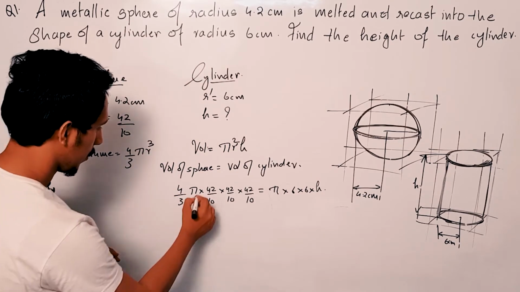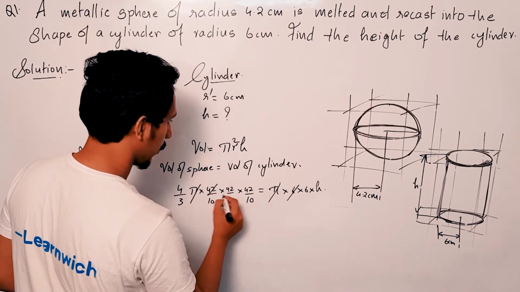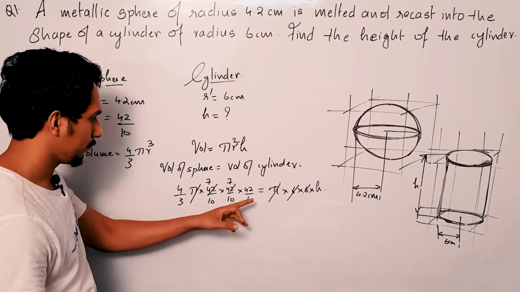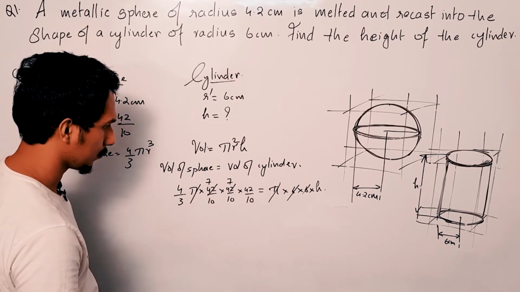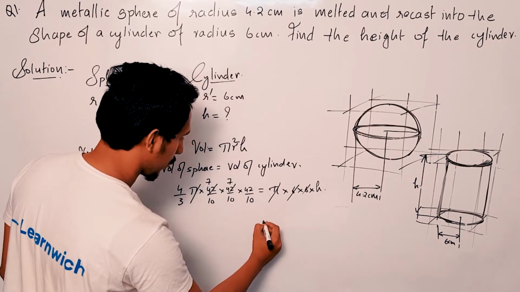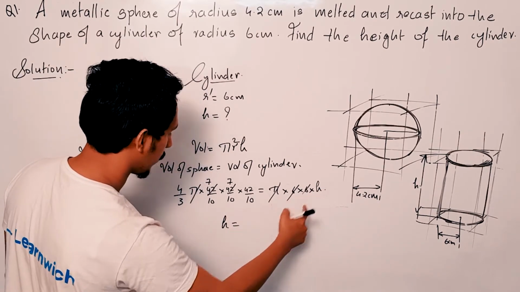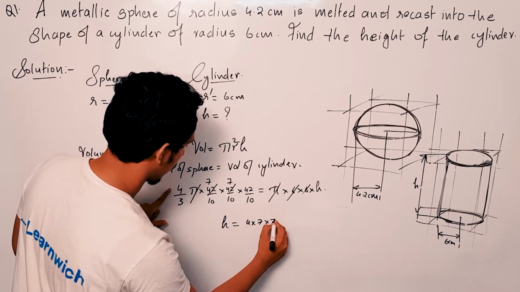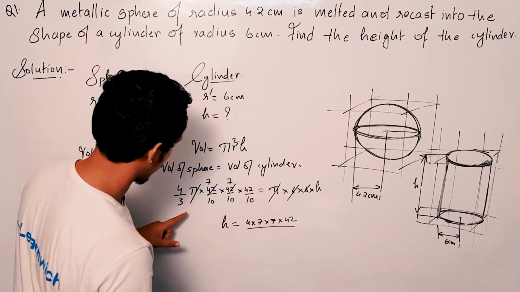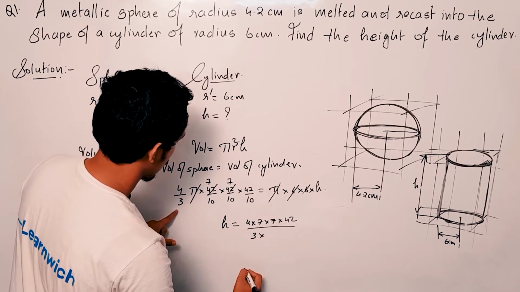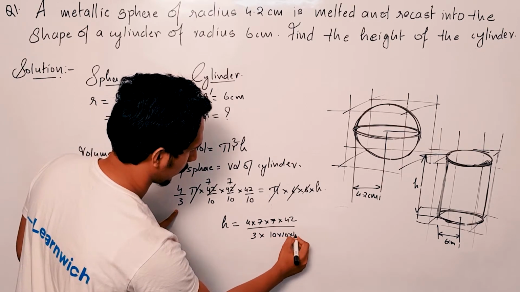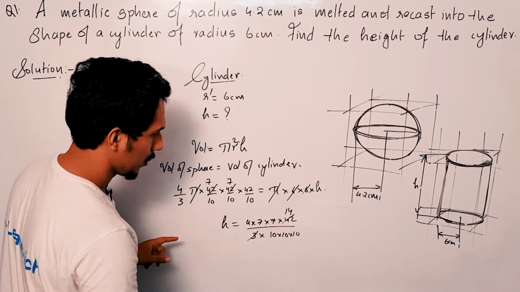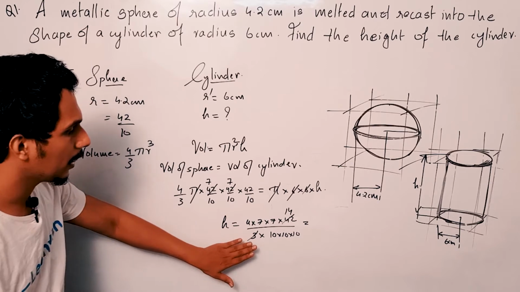I think that will be easy. Pi cancels, 6 and 42 cancel, 6 sevens are 42. Then you have to multiply all these things and get the answer. So h is equal to 4 into 7 into 7 into 42 whole divided by 3 into 10 into 10 into 10. What else can be done? 3 14. Okay, so what do we get? Multiply all this, what do we get now?